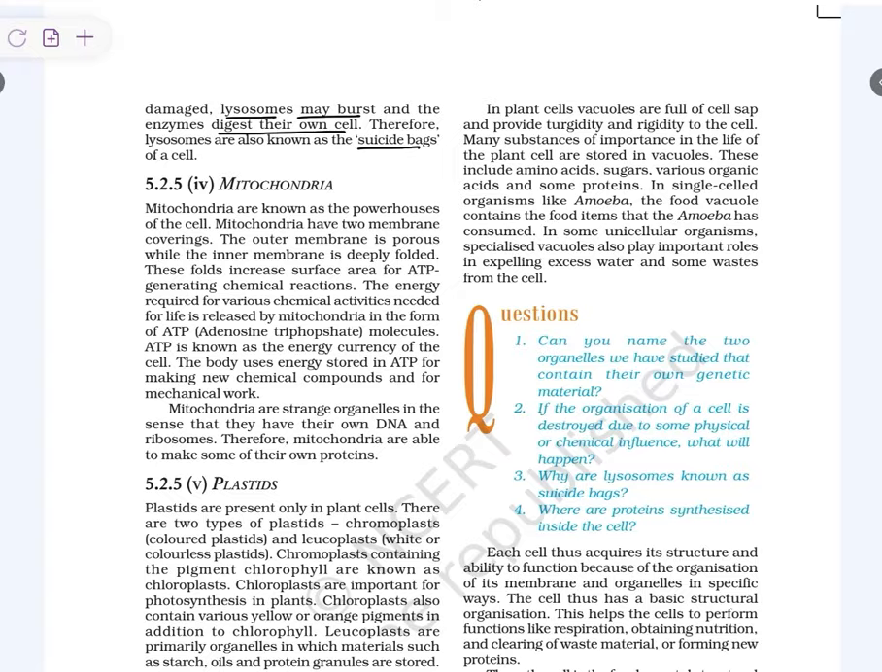Next is mitochondria. These are known as the powerhouse of the cell because they are the energy creating units, we can say. Mitochondria have two membrane coverings, means they are double membrane bound organelles. Outer membrane is porous while the inner membrane is deeply folded. और वो जो foldings होती है ना, जो outer membrane है that is porous, but जो inner membrane होती है वो simple नहीं होती है, वो फोल्ड्स होते हैं. इनर मेम्ब्रेन फोल्ड्स की फॉर्म में होता है और उन फोल्डिंग्स को हम क्रिस्टे कहते हैं.